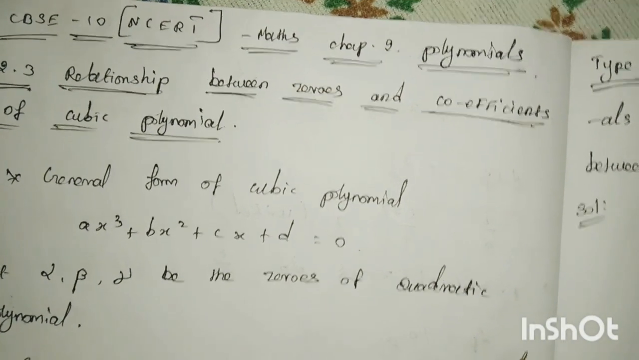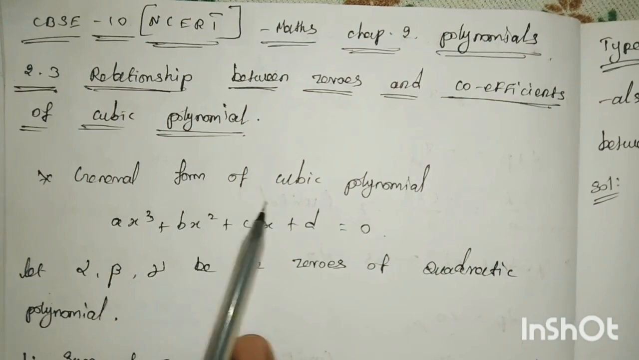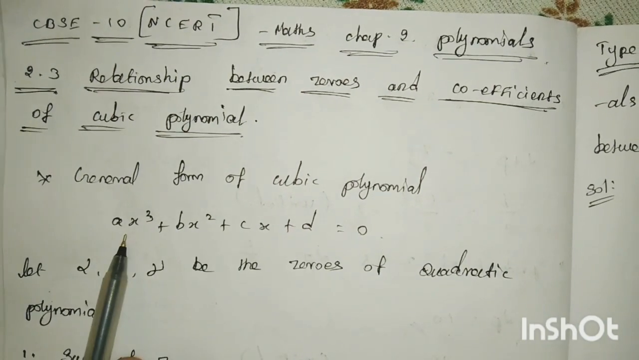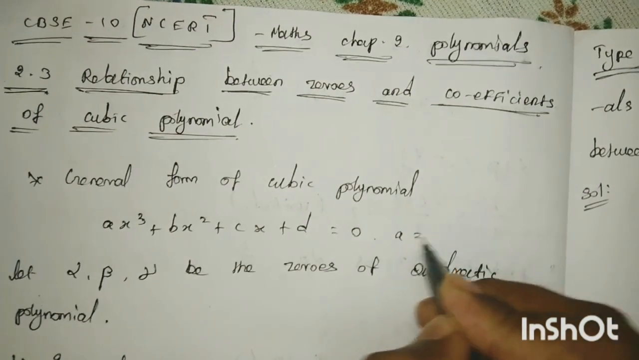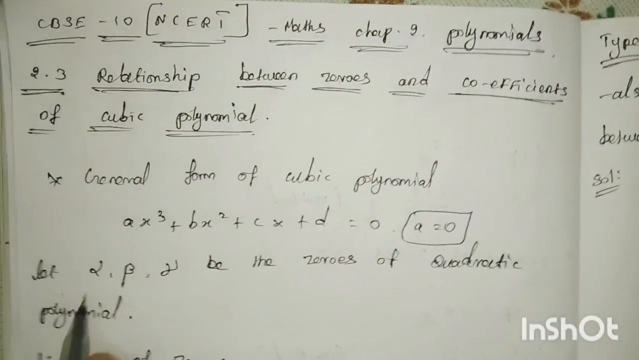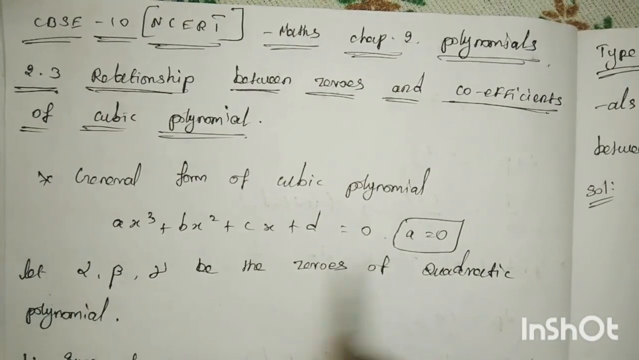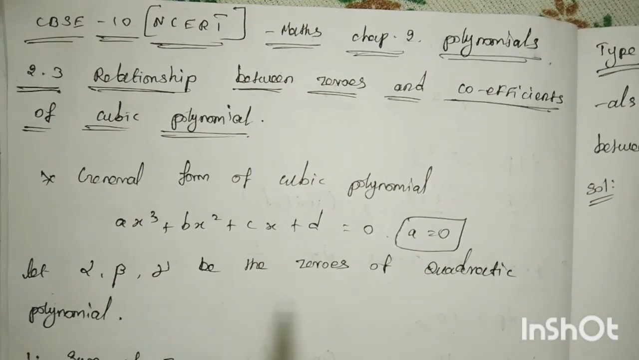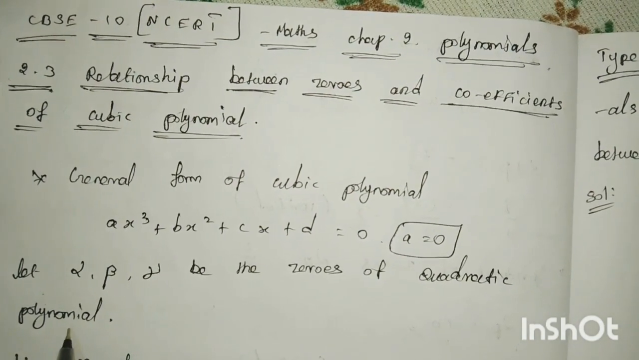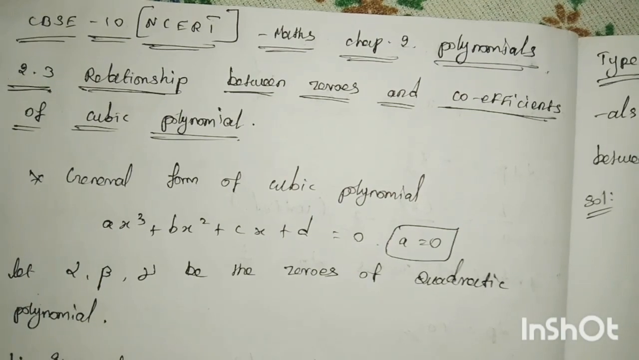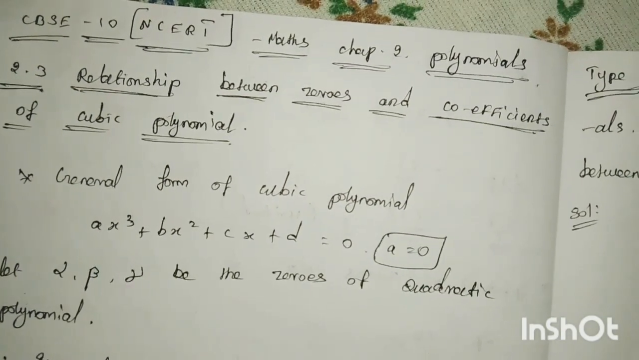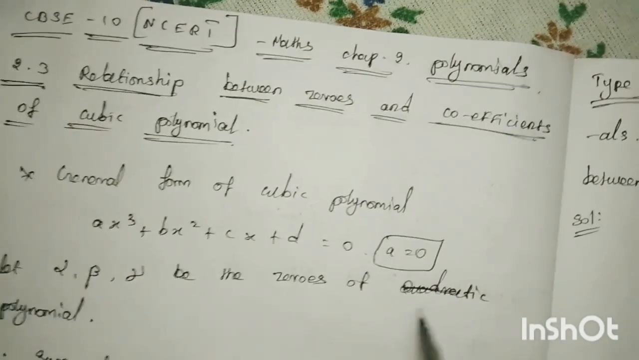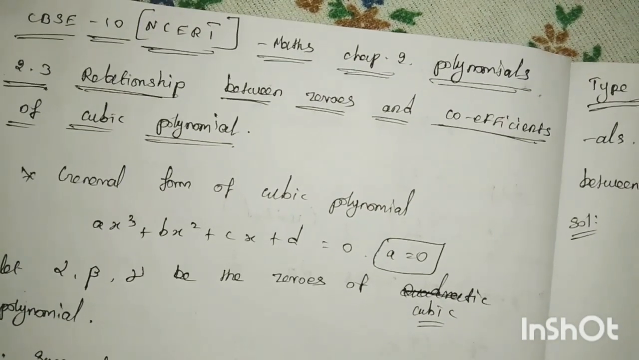cubic polynomial, right? So first, let me consider the general form of a cubic polynomial: ax cubed plus bx squared plus cx plus d equal to 0, where a is not equal to 0. Let us just consider this the general form. Then alpha, beta, gamma be the zeros of a cubic polynomial. A cubic polynomial has a maximum of 3 zeros, so I consider 3 zeros. Alpha, beta, gamma be the zeros of a cubic polynomial, not a quadratic polynomial, cubic polynomial, right?